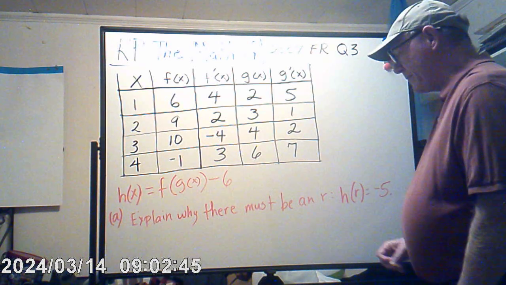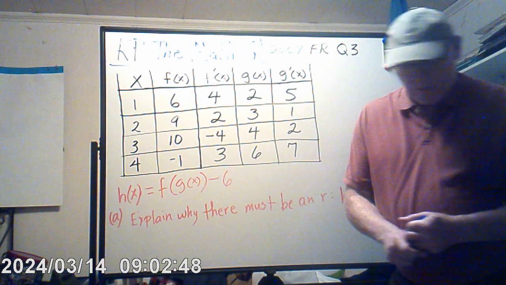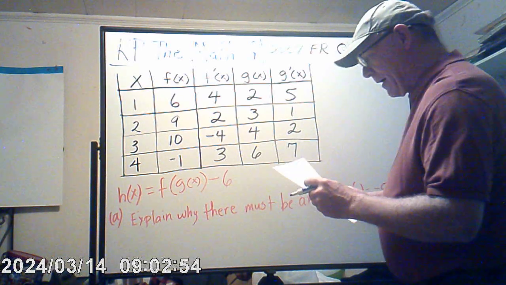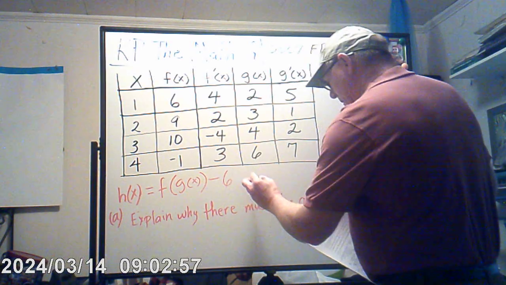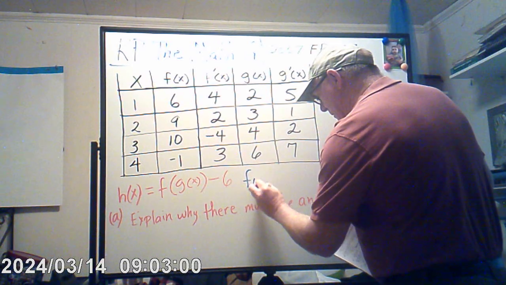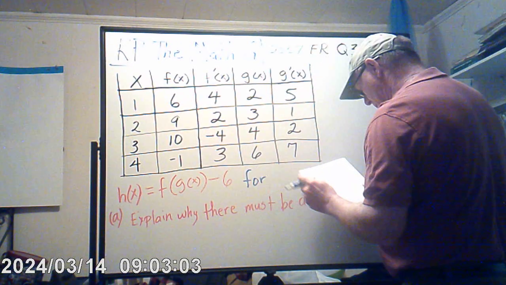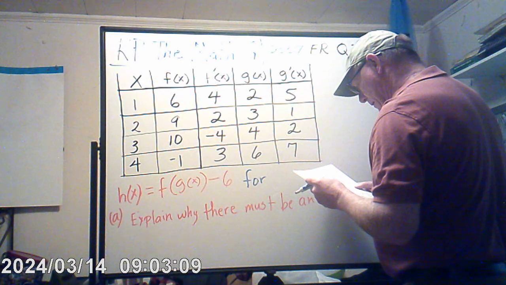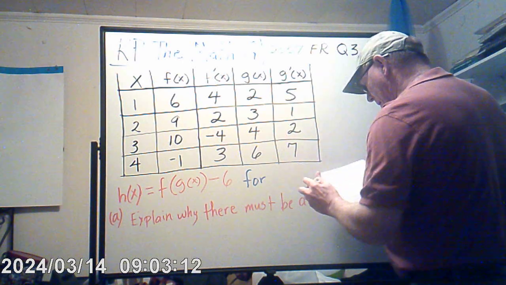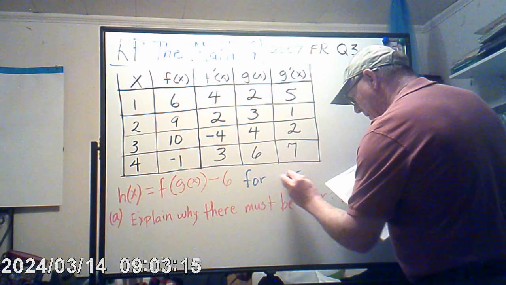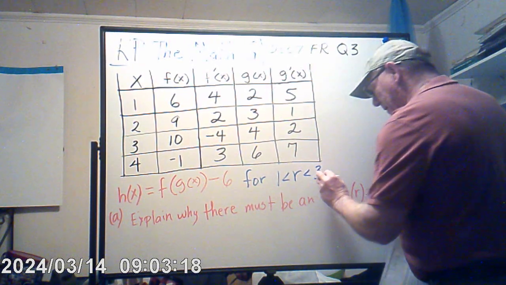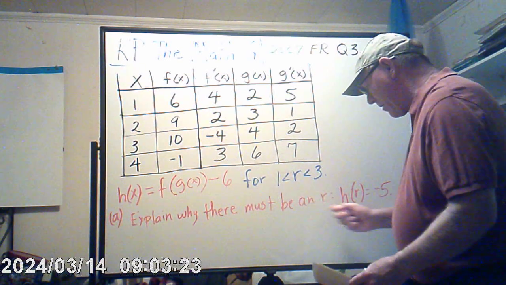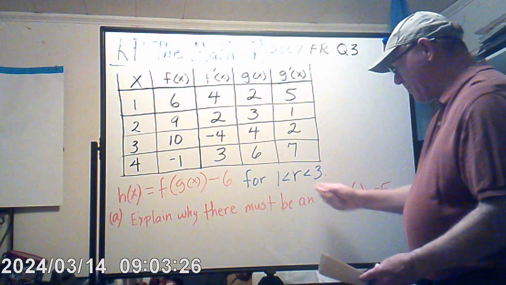-5. Well, it would help if we knew where our parameters were. Let me see here. I just looked at it. Okay, r is between 1 and 3. So intuitively, I would think that if there's an r somewhere in between here, there must be some r.